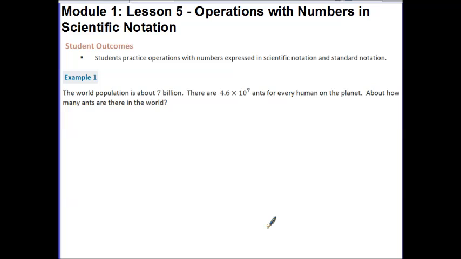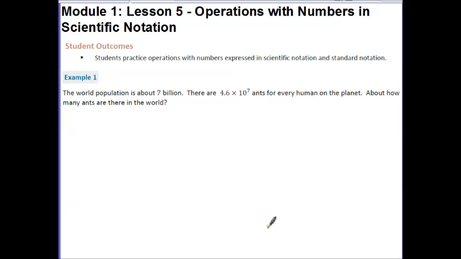The world population is about 7 billion. There are 4.6 times 10 to the 7th ants for every human on the planet. About how many ants are there in the world? Now, when you're interpreting these problems, the most difficult time that people have is actually just with figuring out what operation do I need to do here.